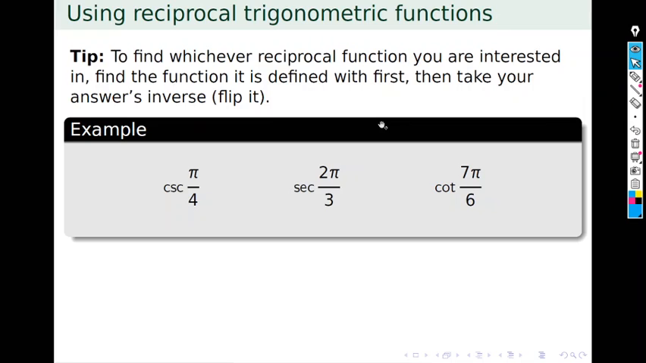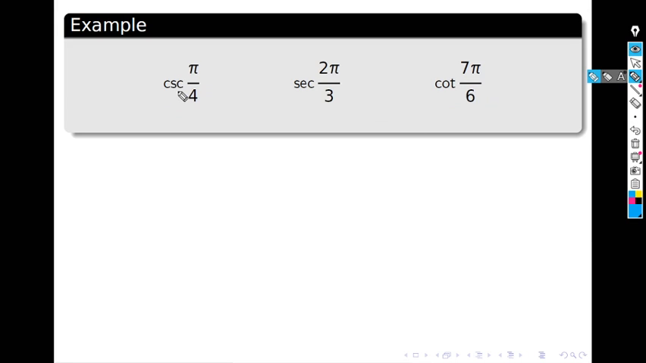I'm just going to move on to the next slide where this tip disappears, so I've got a bit more space. If you want to read it, just pause the video. So let's just do it. So cosec, remembering that it doesn't really make sense, is actually 1 on sine. So we're saying this is the same as 1 on sine of pi on 4.